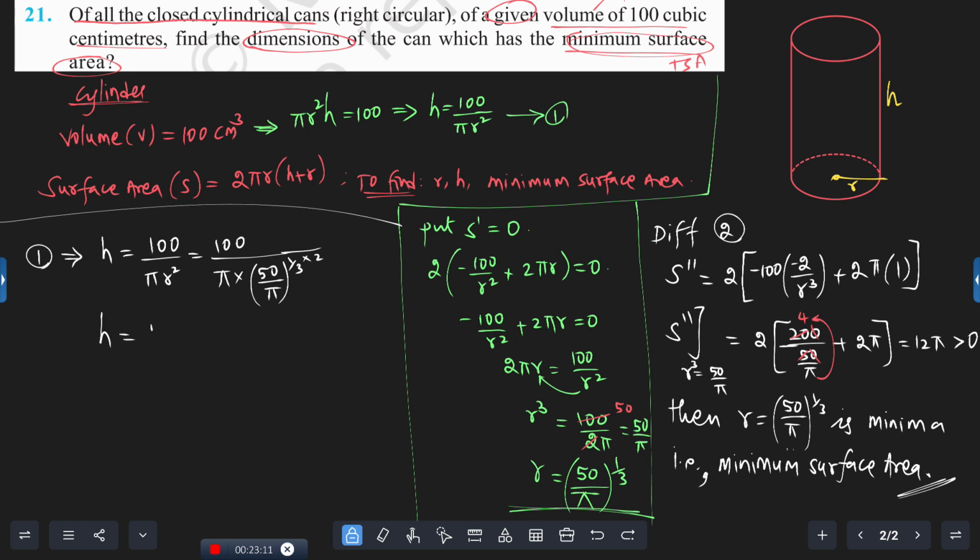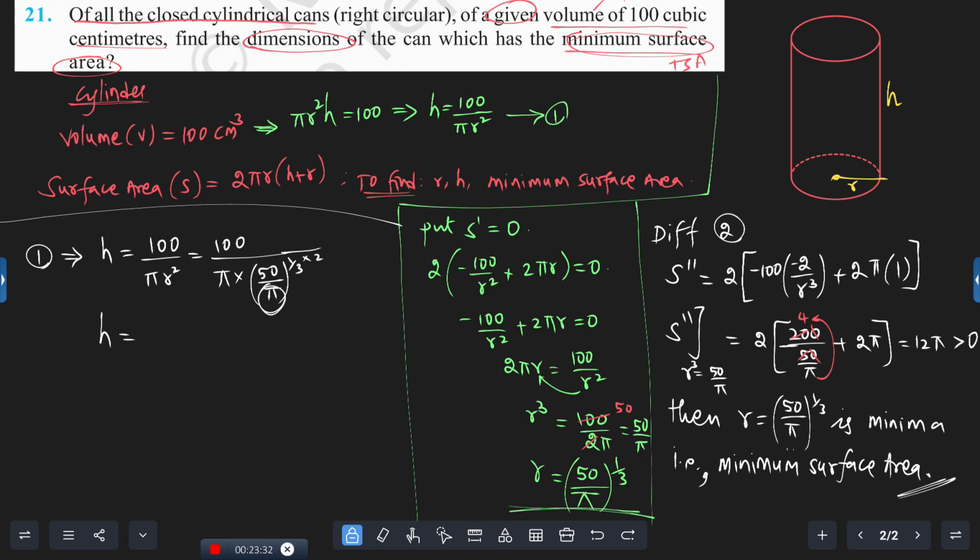So H is equal to 100 divided by pi into first 2, power 2 you apply. If you apply power 2, what am I getting? 50 into 50? Or else, listen. The power is different. To cancel this, we have to use some tricks here.